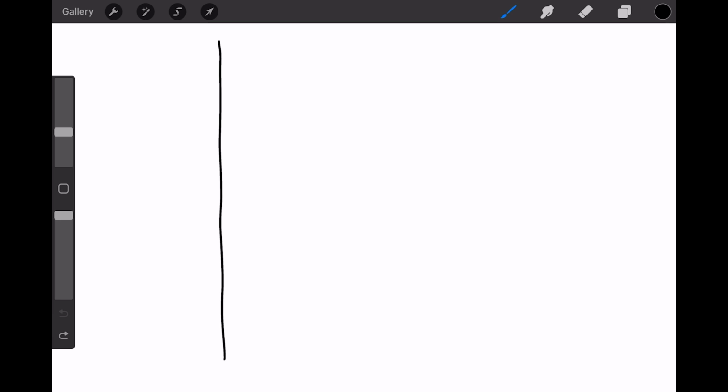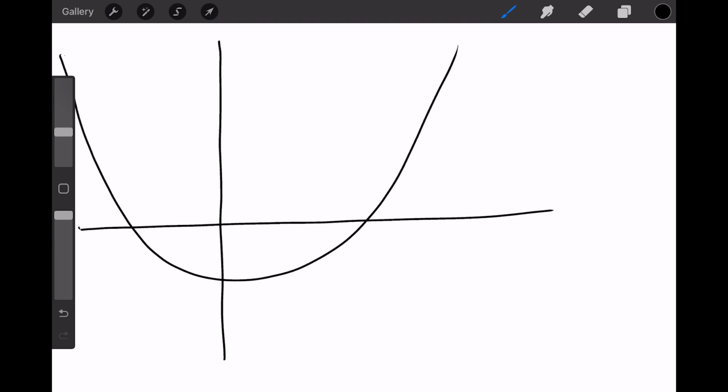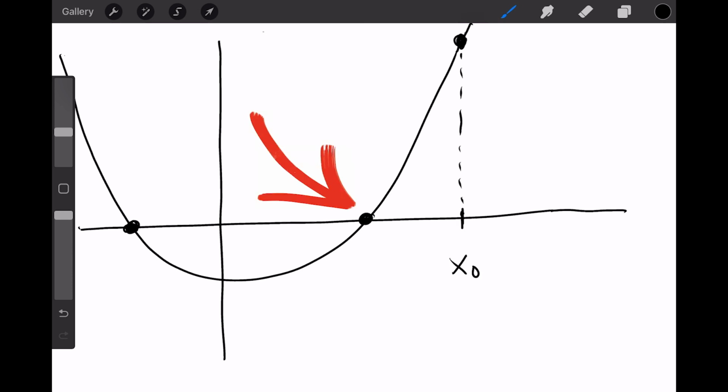I'll start by using a simple second-degree polynomial or quadratic function. The graph is a parabola, like so. Now we simply pick a random point and call it x sub 0. For now, we'll find the solution to the point on the right-hand side.